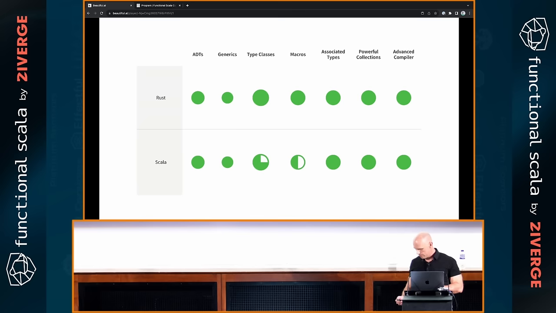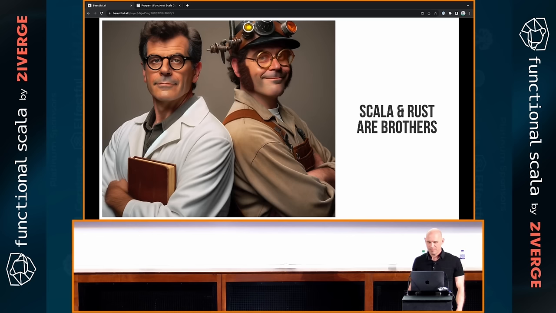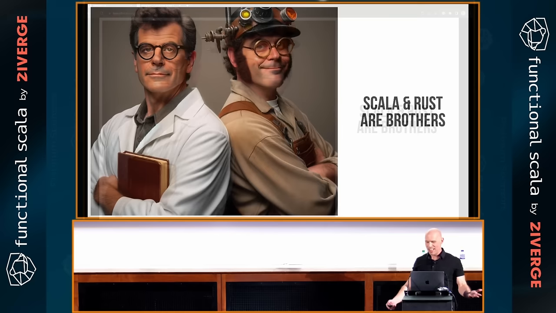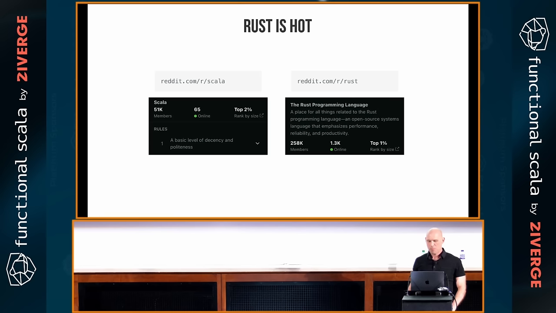So Scala and Rust are basically brothers. That's what Dolly thinks they look like. Which one's Scala, do you think? Well, if they are brothers, then Rust is the hot brother. It's the sideburns, or maybe the crazy hat. But if you take a look right now, there's a tremendous amount of activity in the Rust community.